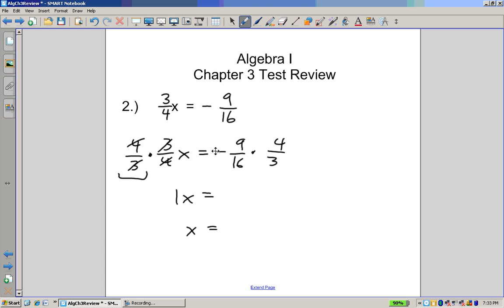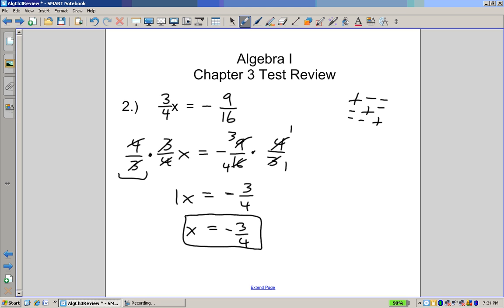So we're going to, I like to use a little dumb chart. A negative times a positive is going to be a negative. So the answer is going to be negative. Since we're multiplying across, these can be reduced. 9 and 3. 9 divided by 3 is 3. 3 divided by 3, 1. 4 divided by 4 is 1. 16 divided by 4 is 4. And just multiply across. 3 times 1, 3. 4 times 1, 4. So this is x equals -3/4. For the sake of time, the YouTube video, I'm just going to keep moving.